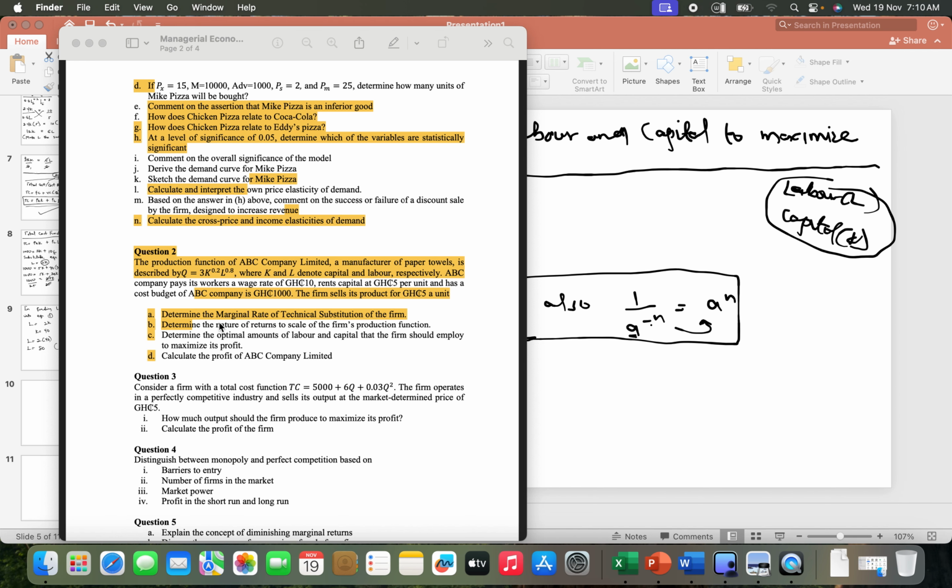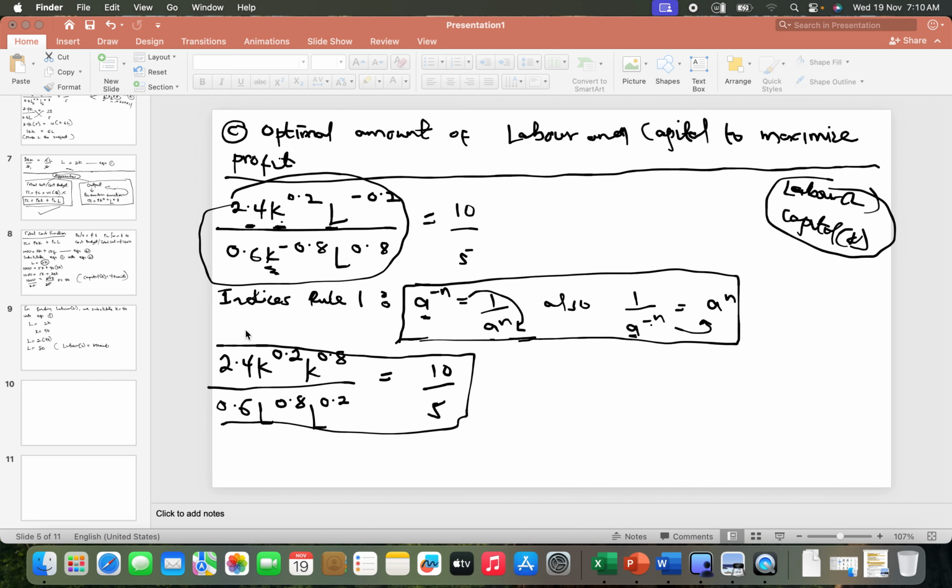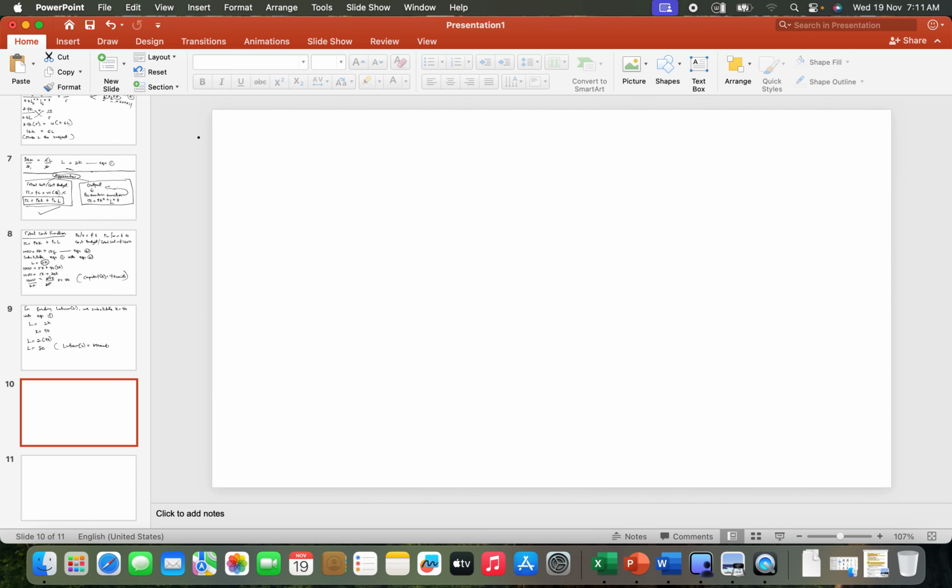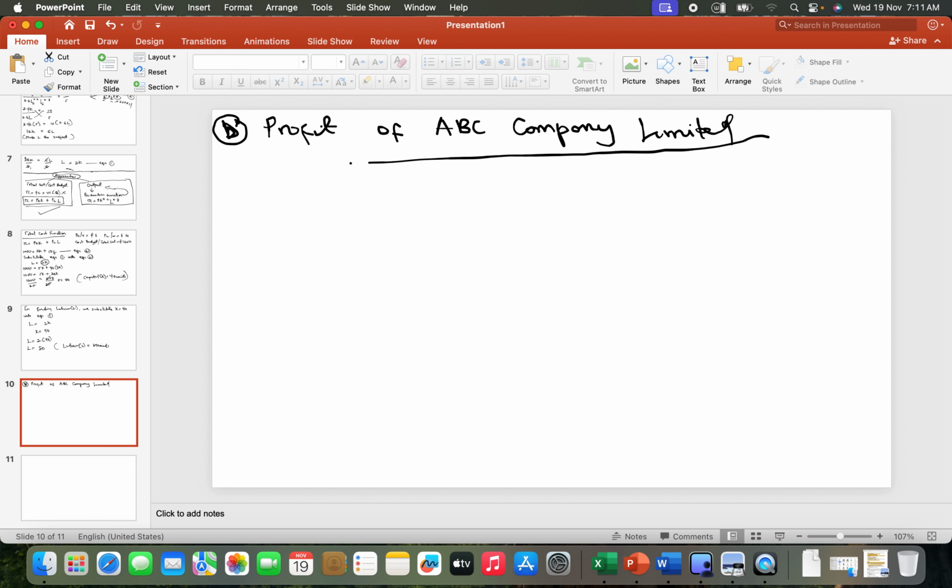So with the next question, which is the D part of the question, we've been asked to calculate the profit of ABC Company Limited. So profit, this is D. So profit of ABC Company Limited. So we know profit is equal to total revenue minus total cost.